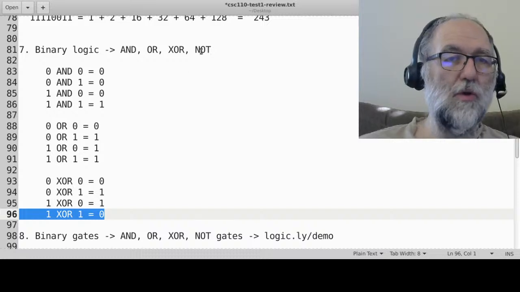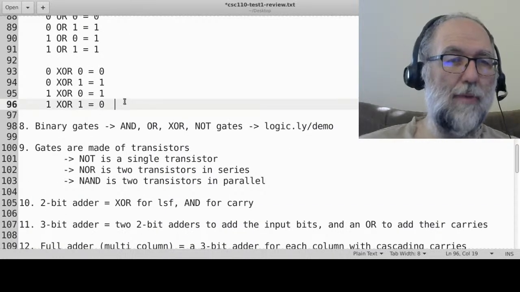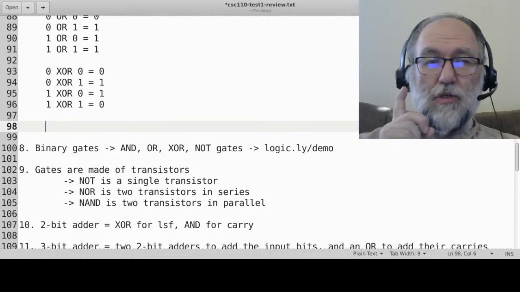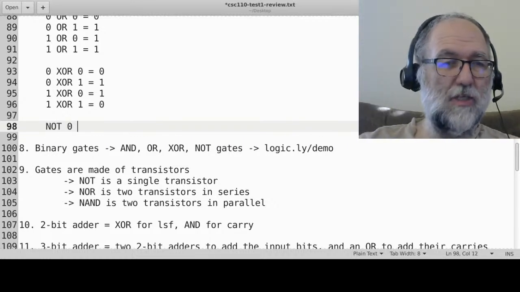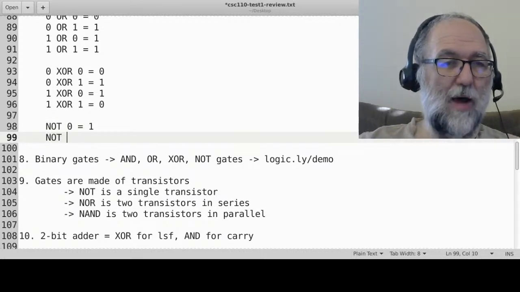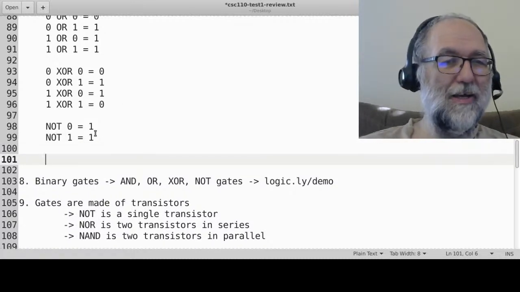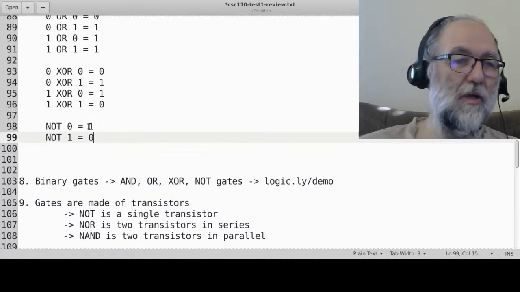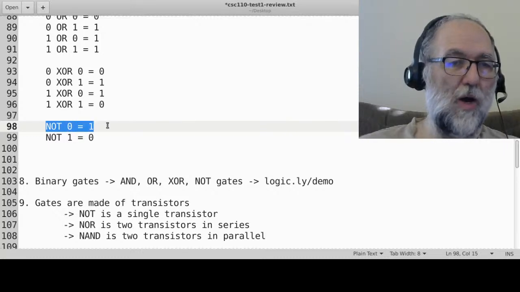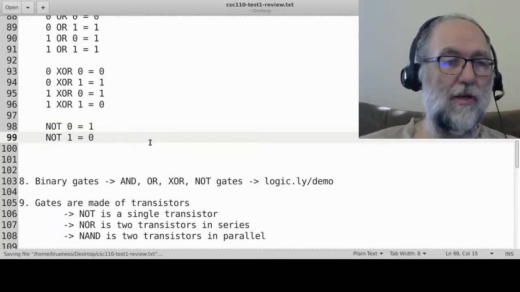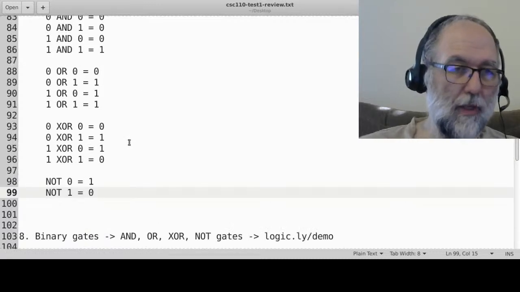The only other operator you need, and it's not a binary operator, is NOT, which is a unary operator. It just operates on one thing. So if you have not 0, it's 1, and if it's not 1, then it's 0. It just flips it like that. So not 0 is 1, and not 1 is 0. That's all you need for the NOT operator.